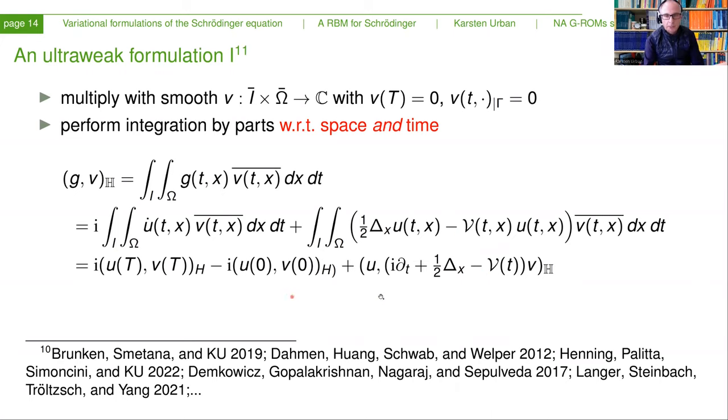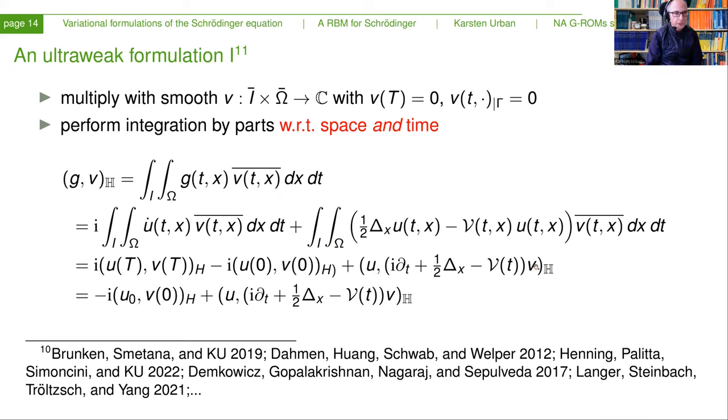And now you do integration by parts. Namely, we put the U prime up here. So you get the two boundary terms. And we also put the Laplacian and the potential on the right-hand side. And so here the boundary terms vanish because you assume that we have homogeneous Dirichlet conditions, both for U and for V. And since we assume that the terminal value here is zero, this is canceled. And so we are left with this formulation. And if, for example, we know the initial condition, then you can put this as kind of a cross product so that this part here remains.